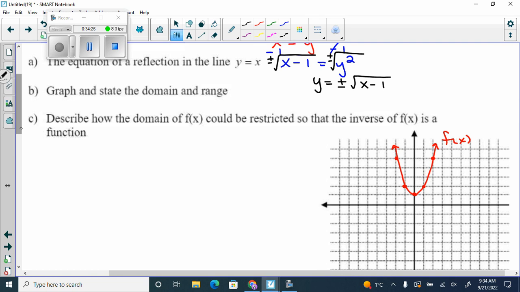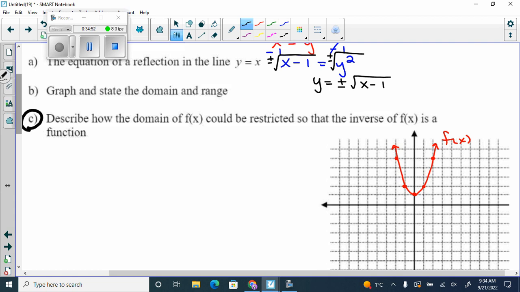So here it says, describe how the domain of f of x could be restricted. And we always restrict the original. On the test, half the people will restrict the range. They'll be like, I'll just restrict it now. You can't restrict it once you've got the inverse. You have to restrict the original so that when you do the inverse, poof, no problems are there. Okay? So I'm restricting the original, always, original.